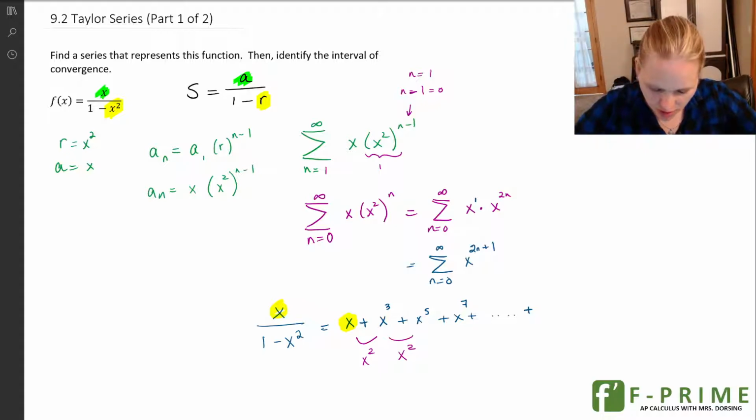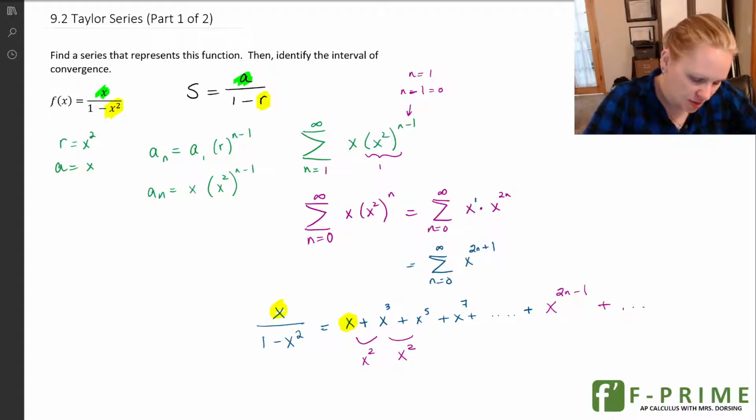Now, if I'm going to write out an infinite series, I want to make sure that I also include the rule, the general rule is what we call it. So the general rule here is x to the 2n minus 1. Now, I'm going to go plus dot, dot, dot.